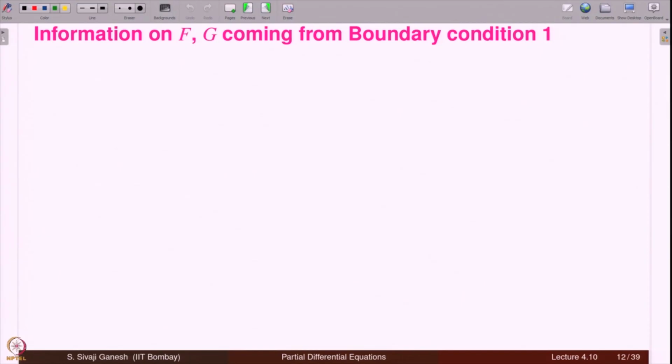Now what do we get if we use boundary condition 1? We have analyzed the information that we get from initial conditions. So let us see what we will get if we use boundary condition 1. What is the boundary condition 1? That is ∂u/∂x at (0, t) equal to 0. This is a condition given to us.